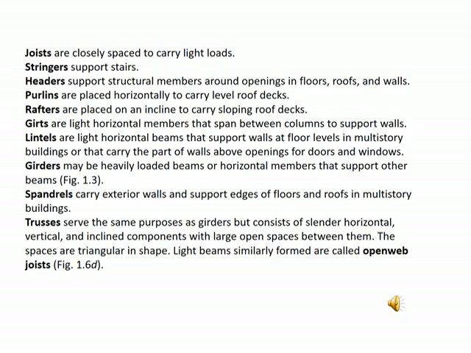Rafters are placed on the incline to carry the sloping roof decks. So the rafters are carrying the sloping roof decks. Girts are the light horizontal members that span between the columns to support the wall. So from one wall to another wall there is a column. So those columns are supported by the girts.